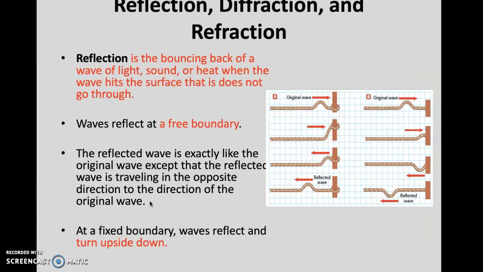So last is changes in waves. We have reflection, diffraction, and refraction here. Reflection is the bouncing back of a wave when it hits a surface and does not go through it. And they reflect at a free boundary, and at a fixed boundary, they turn upside down. So you'll see here there's a fixed boundary. The wave is coming in, hits it, and then it goes back the opposite direction. Here we have a free boundary, it hits, and goes back. Okay. The most important thing: reflection, hitting, and bouncing back.